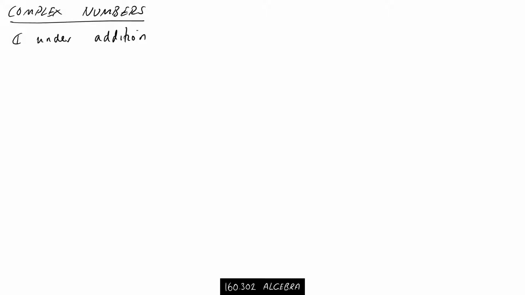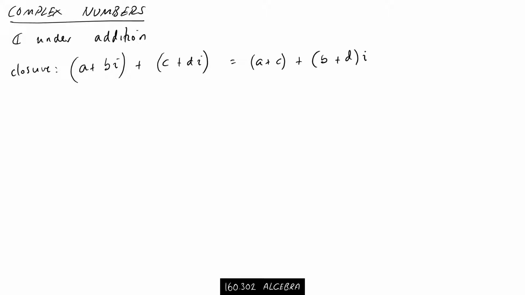So if we've got complex numbers a plus bi and c plus di, we can check the closure of this, i.e. that the addition is a binary operation, by just adding the normal way. And you can see we get another complex number back out. And so our operation is closed, and so it's a binary operation on the complex numbers.